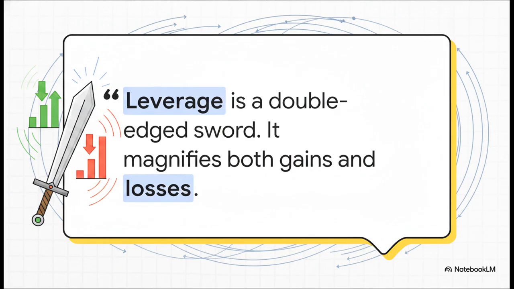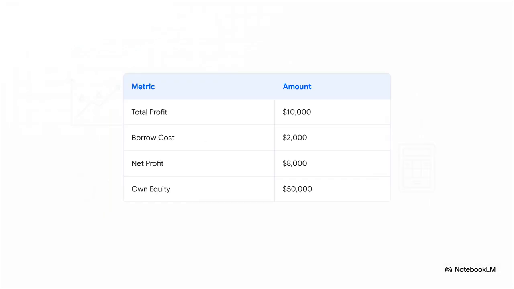It's the ultimate magnifier. If your investment earns more than what it costs you to borrow the money, leverage dramatically boosts your returns. But if that investment earns less than your borrowing cost, it severely magnifies your losses. It just violently accelerates your outcomes in whichever direction the market happens to move. Let's walk through the math step by step so you can see exactly how this plays out.